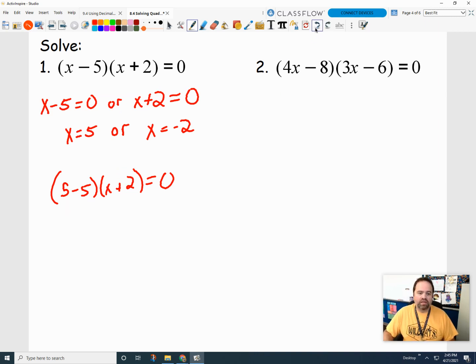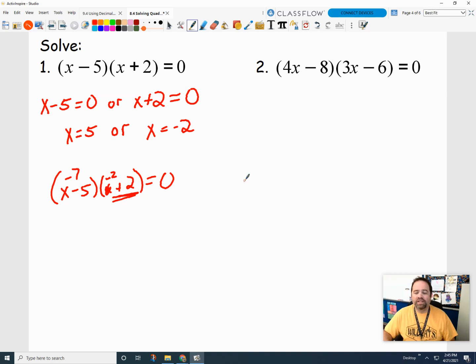If I plug in the negative 2 here, all right, I get 0 in this factor. On this one, I might get negative 7. And again, I don't care because negative 7 times 0 is still 0. So it's either the first one or the second one that's going to be 0.